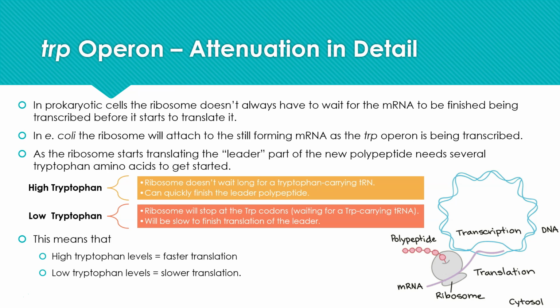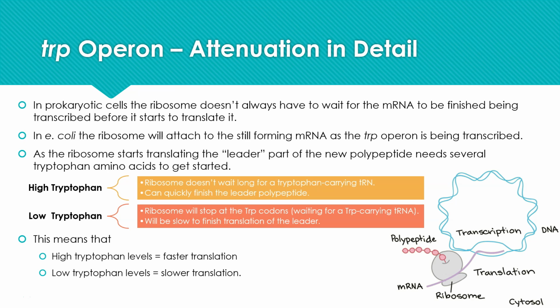Now, if you've got high levels of tryptophan, then the ribosome does not have to wait long at all for those tRNA molecules with tryptophan to appear. So the ribosome can fill in those two codons very quickly, and it moves on very quickly. If there's low tryptophan, the ribosome gets stuck and it stops, and it has to wait for this tryptophan carrying tRNA, and it can take a while because you don't have high levels of tryptophan. So the ribosome slows down and it gets held up. It's kind of in a bit of a jam there.